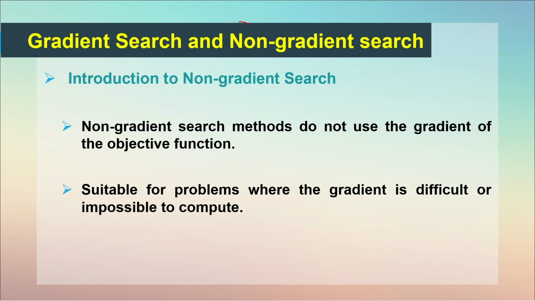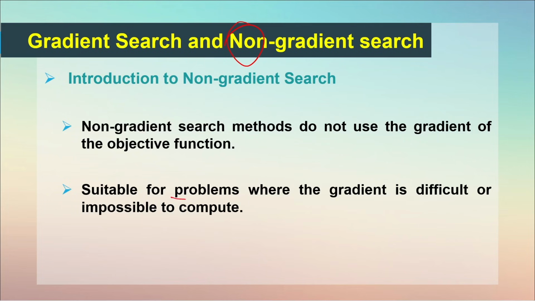Let me come to what is non-gradient search. As the name implies, it is non-gradient, so without the use of gradient. Non-gradient search methods are methods that do not use the gradient of the objective function. What are the two things needed for solving an optimization problem? One is the objective function, another one is the constraint function. So if the objective function is not going to use the gradient, then automatically the method comes under non-gradient search.